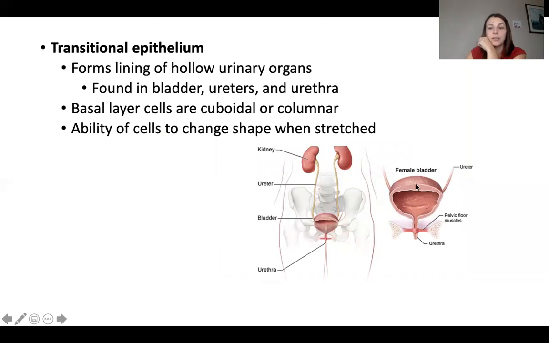Transitional epithelium, here's a nice image of the bladder, right? And these cells will look cuboidal, but then when that bladder fills, they'll appear squamous. So the ability of these cells to change shape when stretched is what makes them a transitional epithelium.